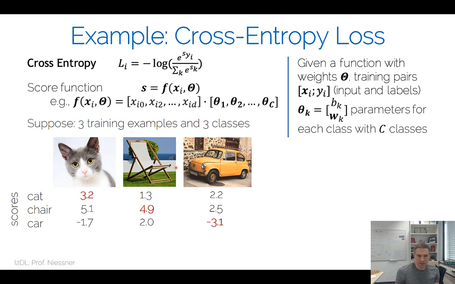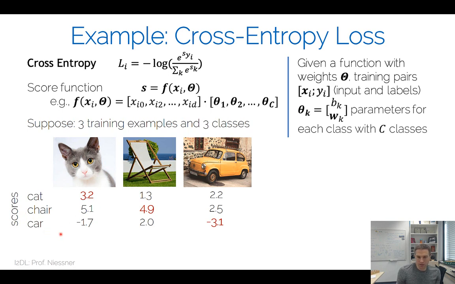We do the same thing for the next one. We're feeding in the pixels of this chair image here. We're multiplying the pixels with the respective parameters theta here. We're going to get 1.3, 4.9, 2.0 as the respective scores for our three classes because we have three sets of weights theta. And we do the same thing for this car image here. We're going to get 2.2, 2.5, and minus 3.1, right? Again, important here is to know how these scores could have been produced. They could have been produced by having three different weight sets: one weight set for the cat, one for the chair, one for the car.